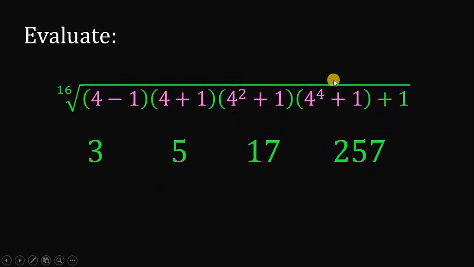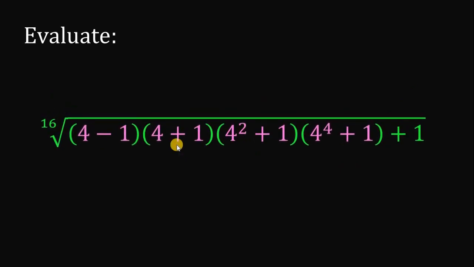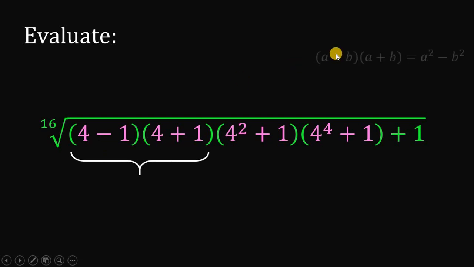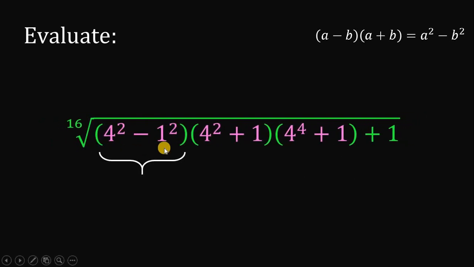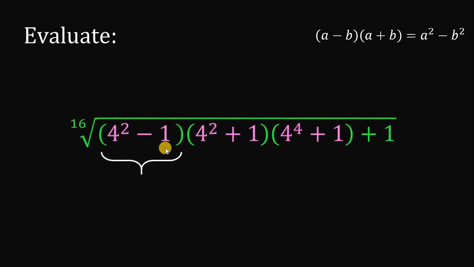And then let's focus on this expression. Now, let's focus on the product of these two terms, 4 minus 1 times 4 plus 1. This reminds me of a special product. If we have a minus b times a plus b, it's equivalent to a squared minus b squared. So, 4 minus 1 times 4 plus 1 is the same thing as 4 squared minus 1 squared. And we know 1 squared is just 1.